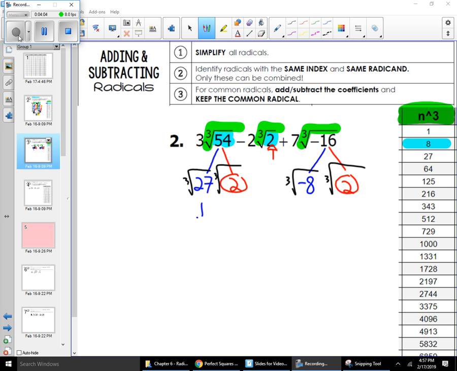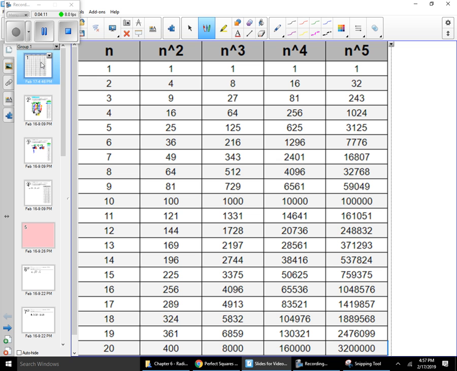The cube root of 27 is 3. And again, if you're not comfortable with your perfect cubes, I recommend having this sheet out in front of you. 27 is a perfect cube. And if you're looking to the left, you can see that the cube root of 27 is 3. This sheet works both directions. You can use it to say that 3 cubed is 27, or you can use it to say that the cube root of 27 is 3. So make sure you have this sheet in front of you. It will be super helpful for those problems.